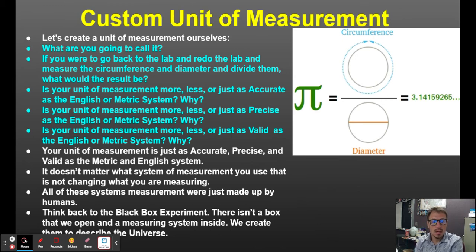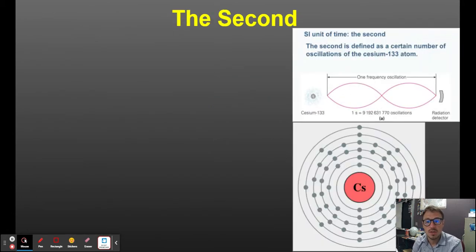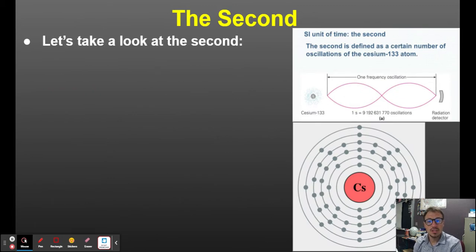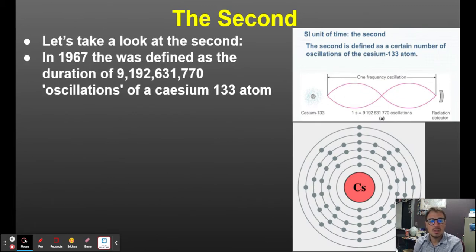So yeah, that's what this lab was about, to show that they're both just as accurate, they're both just as precise, and they're both just as valid. Right now, the second in the metric system uses cesium atoms.